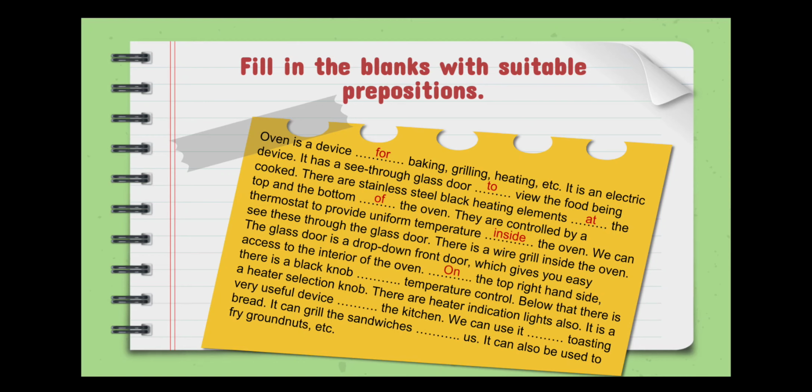On the top right-hand side, there is a black knob for temperature control. Below that, there is a heater selection knob. There are heater indication lights also. It is a very useful device in the kitchen. We can use it for toasting bread. It can grill the sandwiches for us. It can also be used to fry groundnuts, etc.